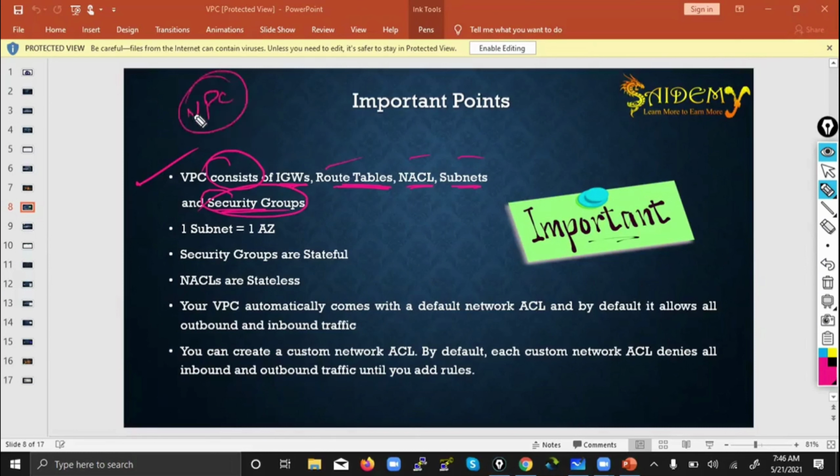We are deleting the VPC every day right after practicing. What are the parts of VPC that are getting deleted? You just delete the VPC and these are automatically getting deleted too. What are they? Subnets, route tables, NACL, security groups. Those are all part of VPC only. That's why they say VPC consists of.